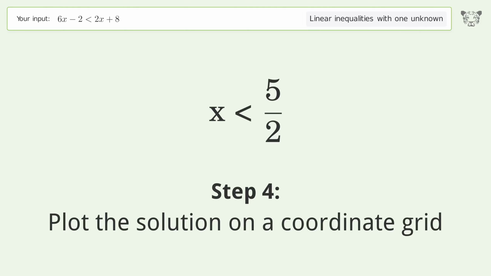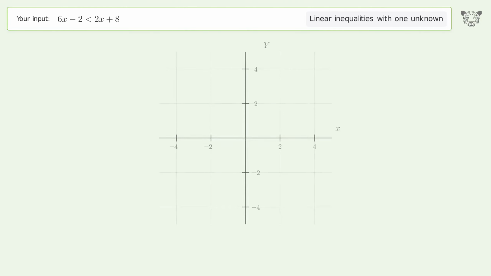Plot the solution on a coordinate grid. And so the final result is x smaller than 5/2 smaller than 21/2.